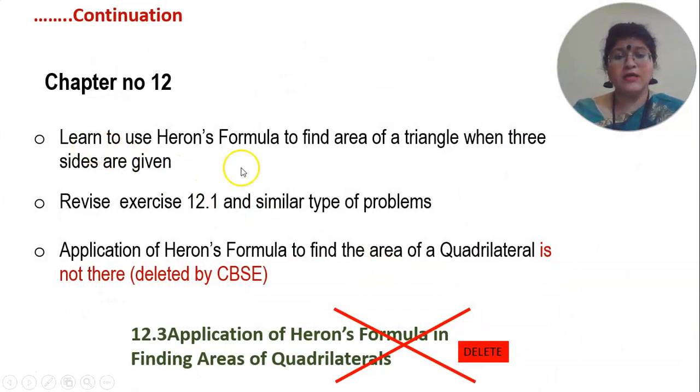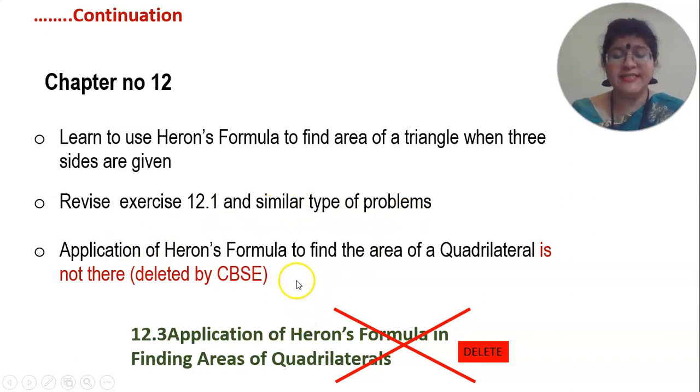Now, learn to use Heron's formula to find the area of a triangle when three sides are given. This is exercise 12.1, wherein you are using Heron's formula when the three sides of the triangle are given. So we have done problems based on that. So go through exercise 12.1 and all the extra questions that we have done pertaining to the area of a triangle. So revise exercise 12.1 and similar types of problems.